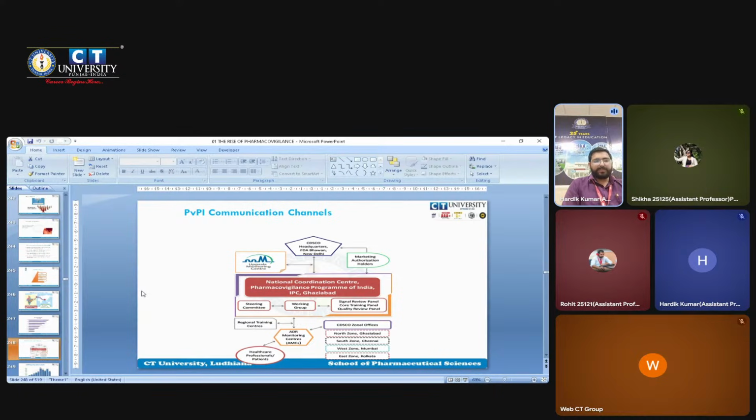They have a steering committee, working group, signal reviewer panel, core training panel, quality review panels, regional training centers, AMC monitoring centers, and SADISCO zonal offices: North Zone Ghaziabad, South Zone Chennai, West Zone in Mumbai, and East Zone in Kolkata.